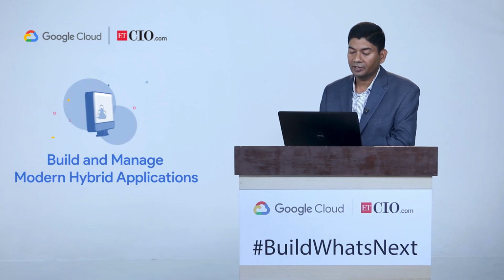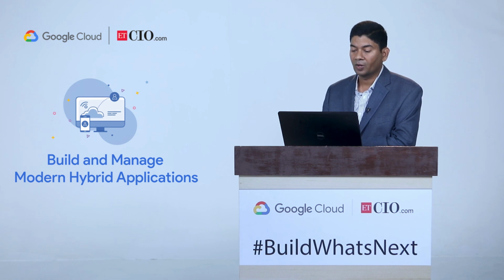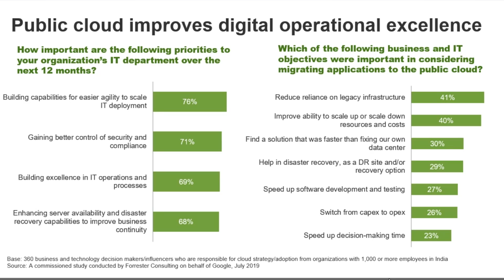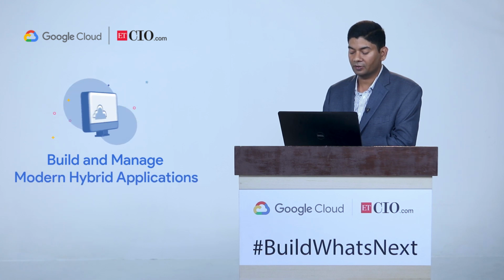Coming to the right, when it comes to business applications or IT objectives for migrating applications to the public cloud, there we are looking at how some of these characteristics are important, whether it comes to reducing the reliance on legacy infrastructure which is holding you back, ability to scale up and down, find a solution that was faster than fixing your own data center and setting up a DR site. So, all of these are becoming important characteristics when it comes to improving the digital operation excellence.